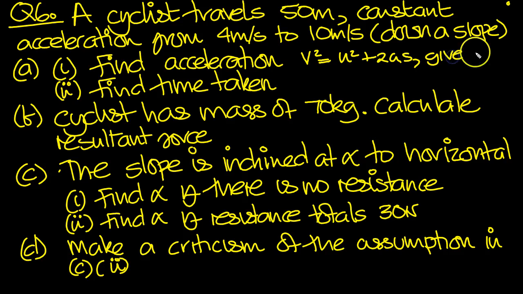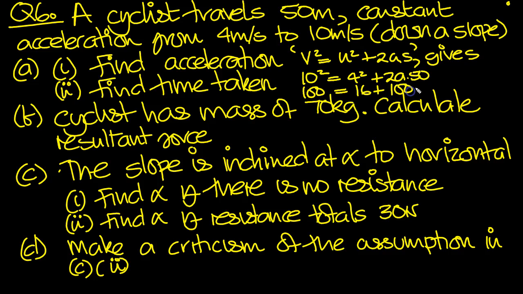So this formula then gives, this is part A now. 10 is the final velocity, so 10 squared is equal to the initial velocity 4 squared, plus 2a times the distance s, which is 50. So that's 100 equals 16 plus 100a. Move the 16 over: 100 minus 16 is 84, equals 100a. Now read it down from right to left. 84 divided by 100, move the 100 from times to divide, is 0.84 m/s². So there's the acceleration for part A, part 1.